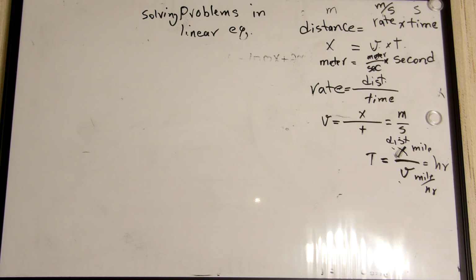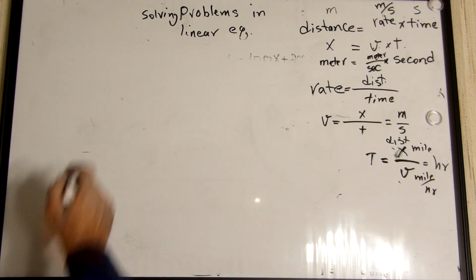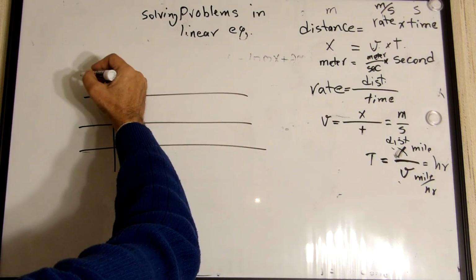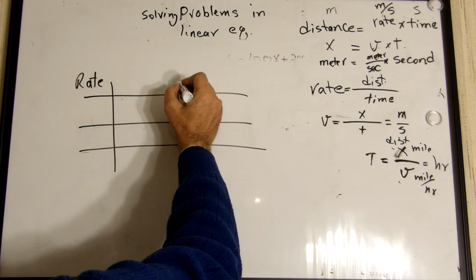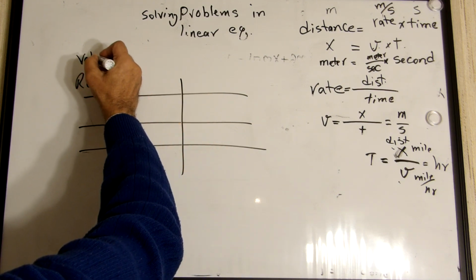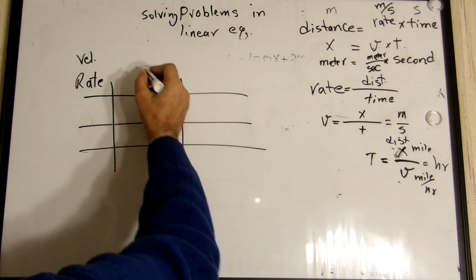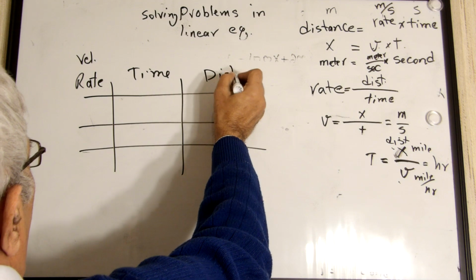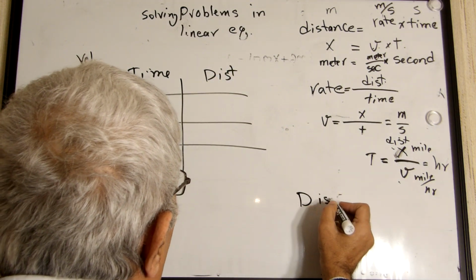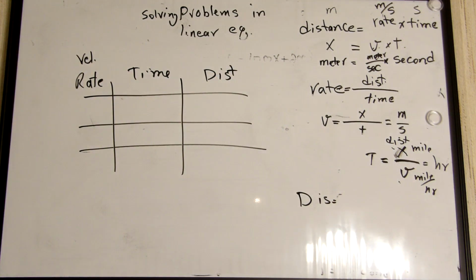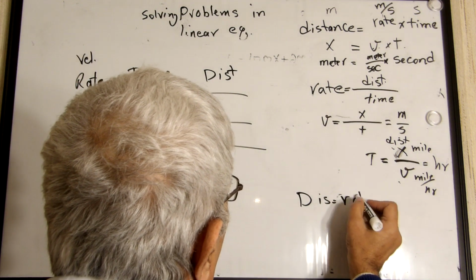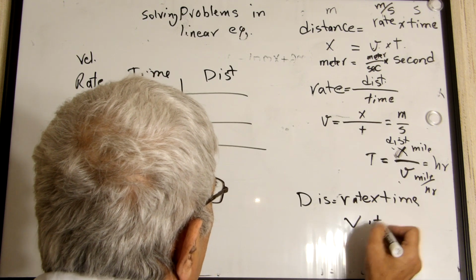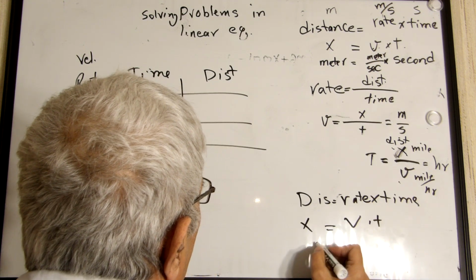So suppose that this time the rate is going to be unknown. This is rate or velocity. This is time, and this is distance. What is distance? Distance is equal to rate times time. Meaning velocity times t. X is equal to vt.